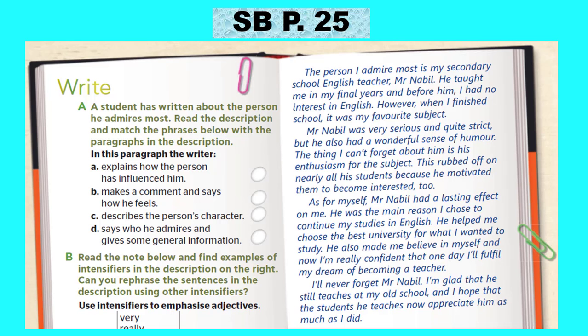Now let us match the phrases below to the paragraphs. A. In this paragraph, the writer explains how the person has influenced him. It is paragraph number 3. B. Makes a comment and says how he feels. Usually, to express feelings in writing comes at the end. So it is paragraph number 4.